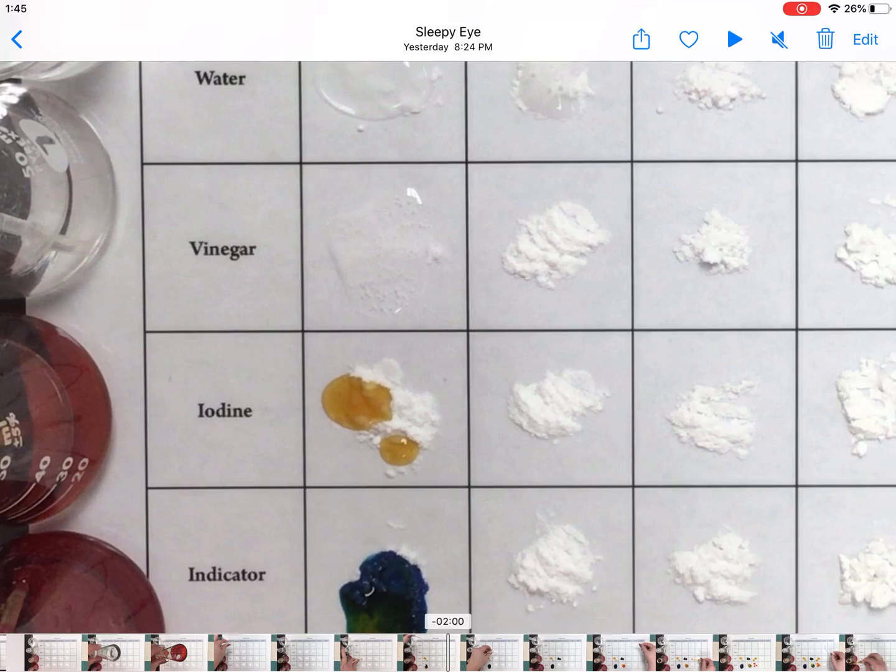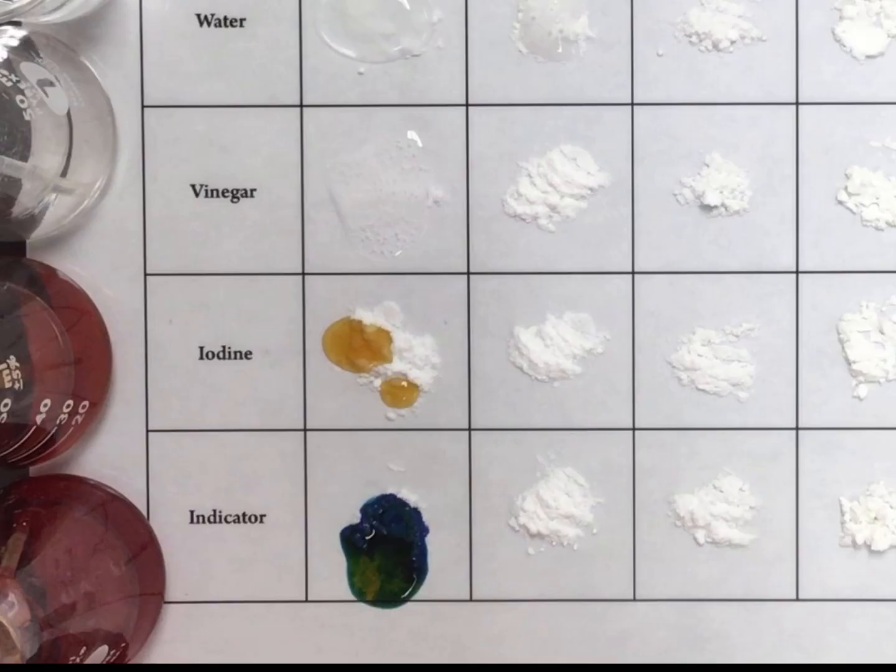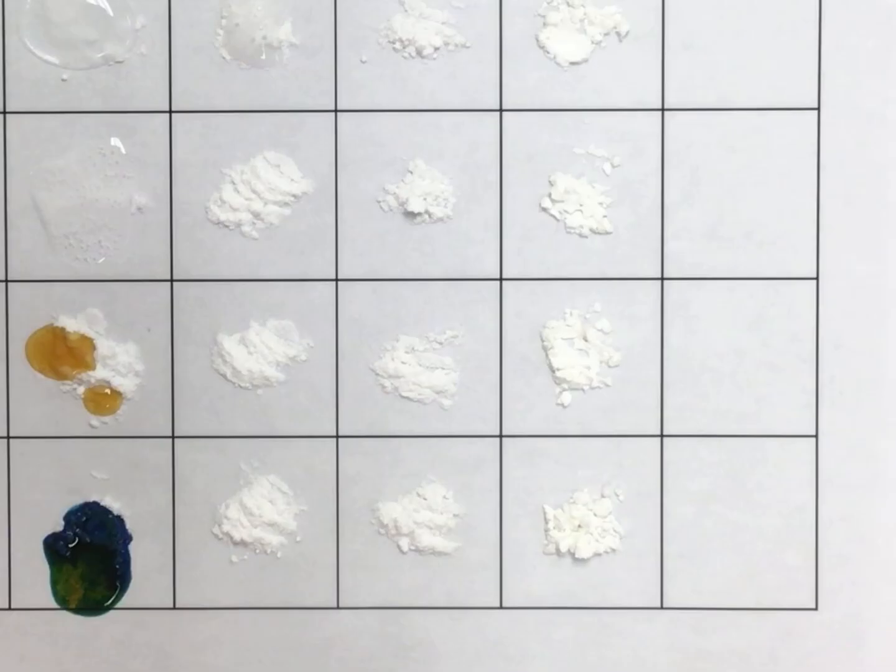So going down in your chart, you should have no change for baking soda. Vinegar, you should have bubbling. Lots of bubbling occurs. Iodine, no change because it's pretty much the same amber color. And for the indicator, you should have something about turns blue, dark blue, greenish blue, something like that.